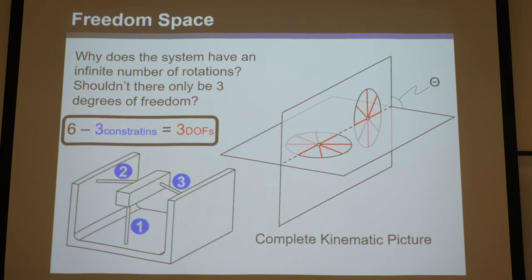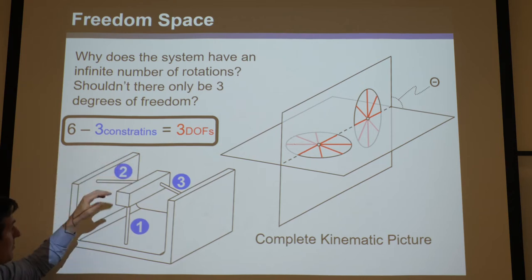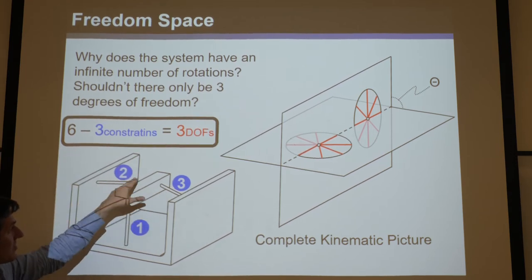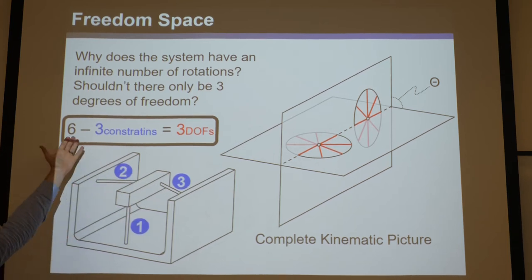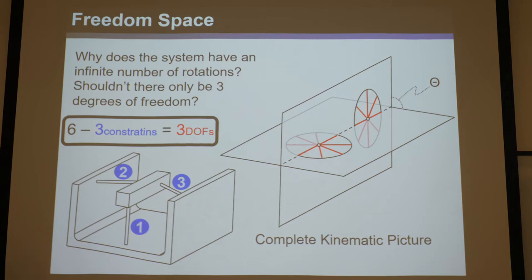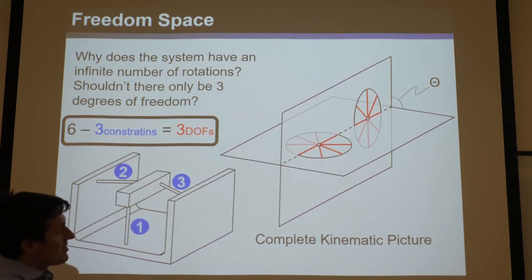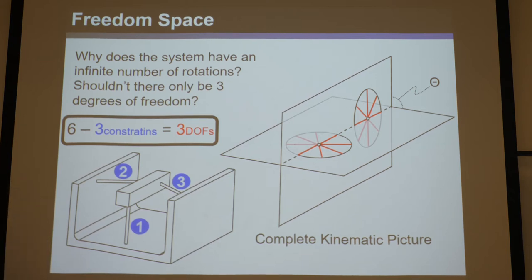But we have a problem here. Because remember, Maxwell's equation said it's 6 minus the number of non-redundant constraints is the number of degrees of freedom. And we had 6 minus 3 non-redundant constraints, 1, 2, 3. That should give you 3 degrees of freedom. But there's infinite permissible motions in here. So look, there's infinite rotation lines in this disk and infinite rotation lines in that disk. That's a lot more than just 3.